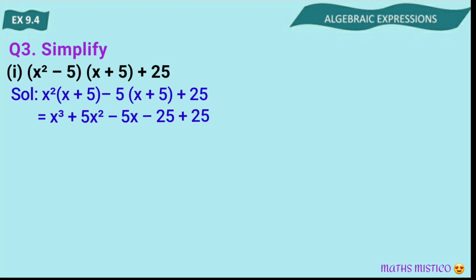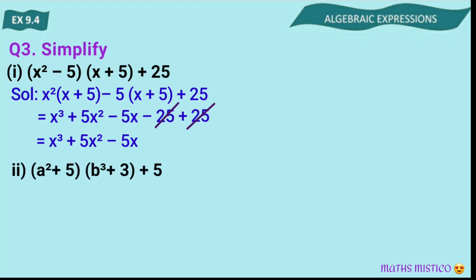And you may have observed that minus 25 and plus 25 will cancel. So finally we have a trinomial in the answer. So children, is the method clear to you? Let's solve next one. a square into second bracket plus 5 into second bracket plus 5.